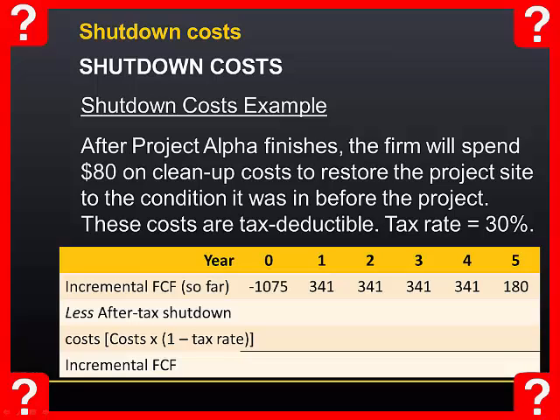We always calculate after-tax values by multiplying by 1 minus the tax rate. In this case, the cash outflow of negative $80 is multiplied by 1 minus the tax rate, or 0.7. Even though $80 in cash is being paid for the shutdown costs, the net result, after taking into account the tax deduction, is a cash outflow of $56.